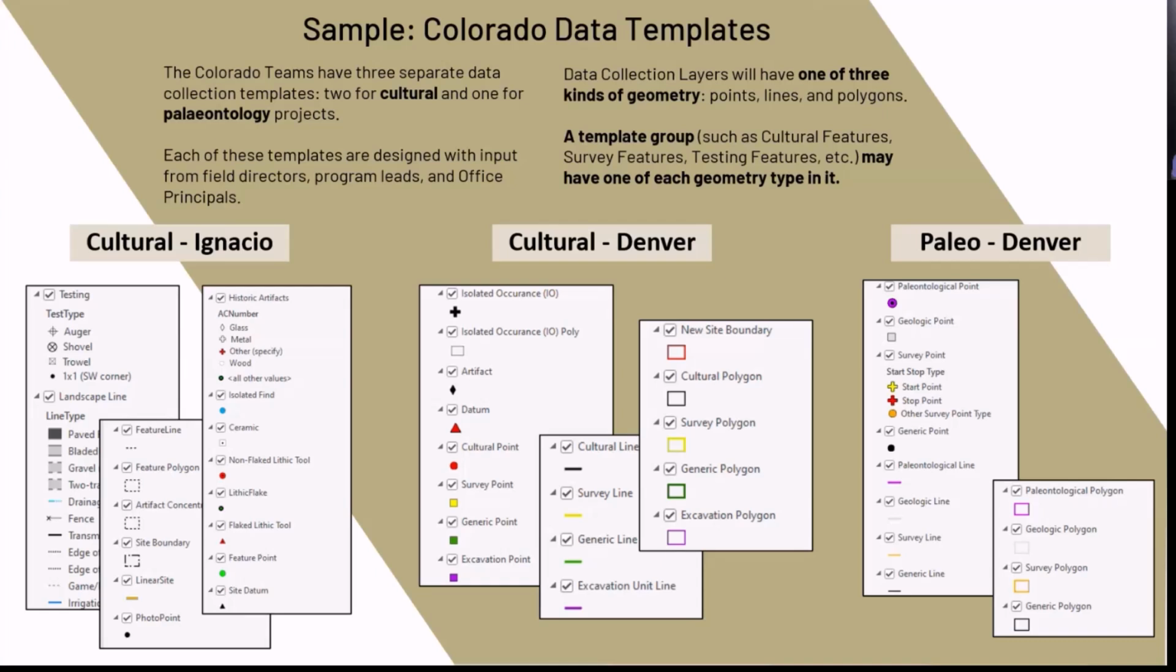And so a template group, things like cultural features, survey features, testing features, may have one of each geometry type in it to reflect the kind of thing you're recording. Like for a generic disturbance, you may need a polygon for an entirely bulldozed area, but you may just want a line for a fire break or a point for a modern hearth or a trash dump. So these different geometries are just there to be used to reflect the best representation of the data that you're talking about.